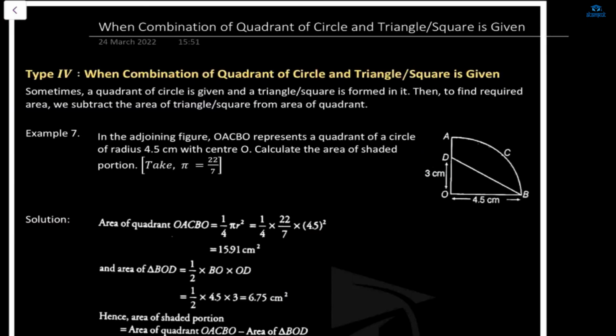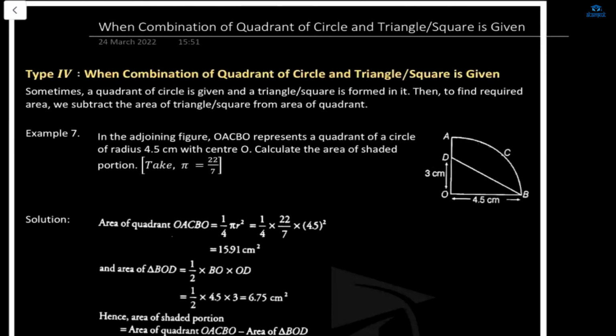The last question is what? When combination of quadrant of circle and triangle or square is given, after this we'll be completing the chapter. Now here, in the adjoining figure, OACBO represents a quadrant of a circle of radius 4.5 centimeter and with center O. Calculate the area of shaded region.